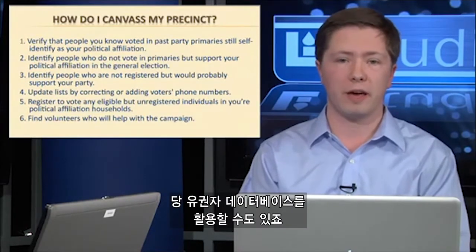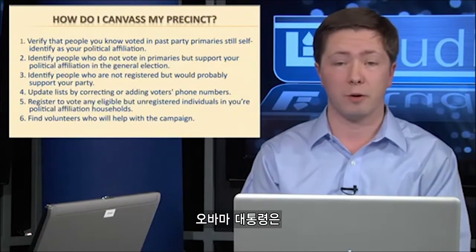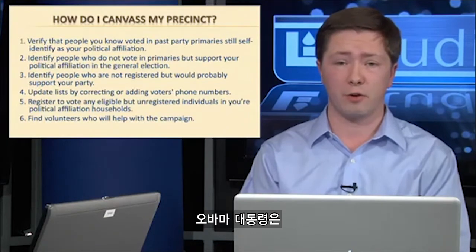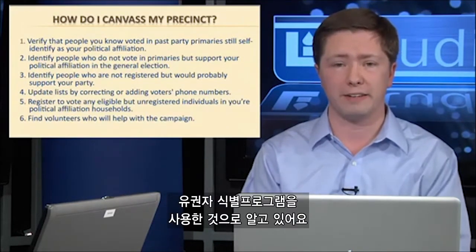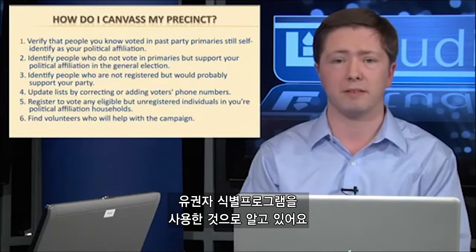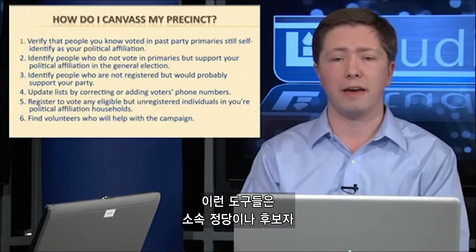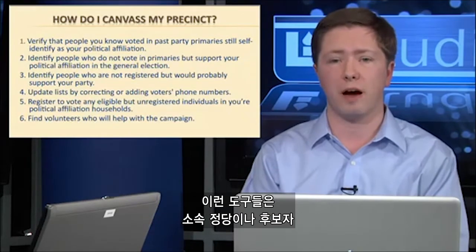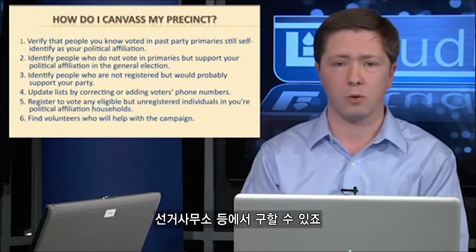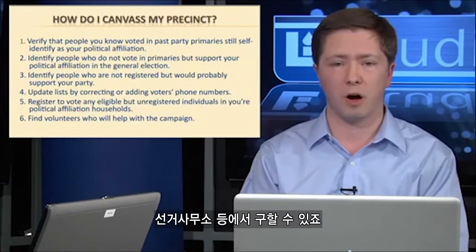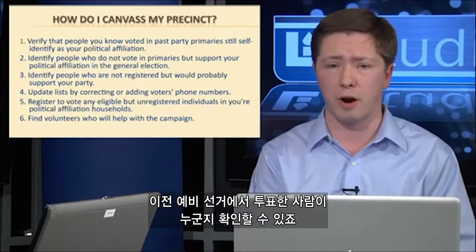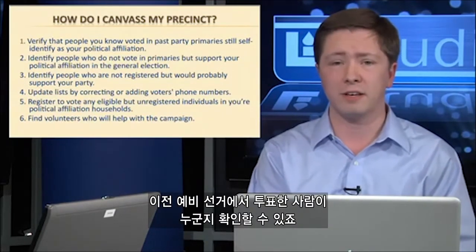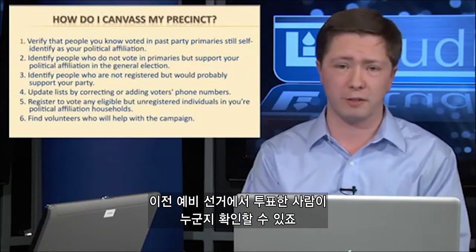Sometimes political parties have things like Voter Vault. I know President Obama now has an incredibly advanced voter identification program that they're using now. And so these tools are available either through your political party or your candidate or your local election office. And you just look at those. It'll say who voted in the Republican primary in 1996, in 1998, in 2000, and 2002.